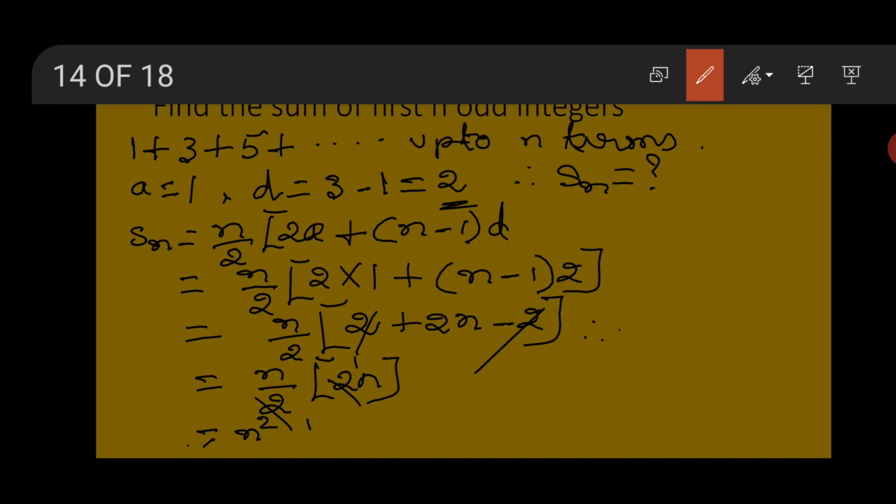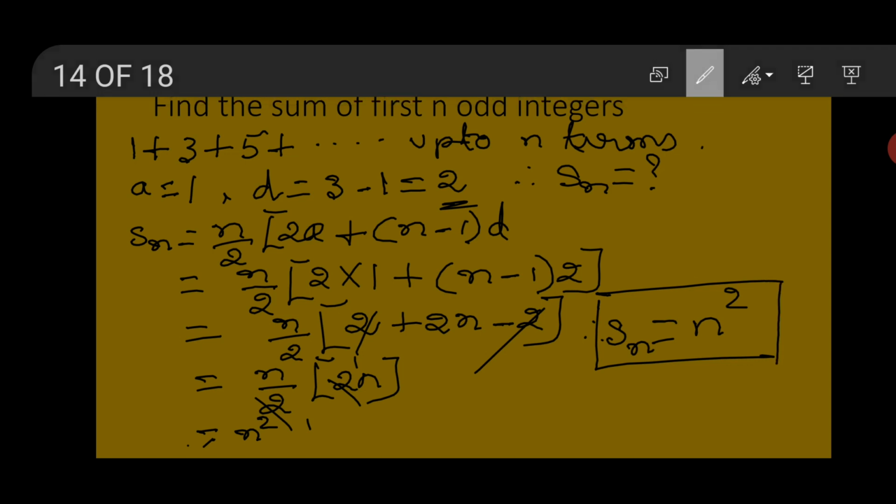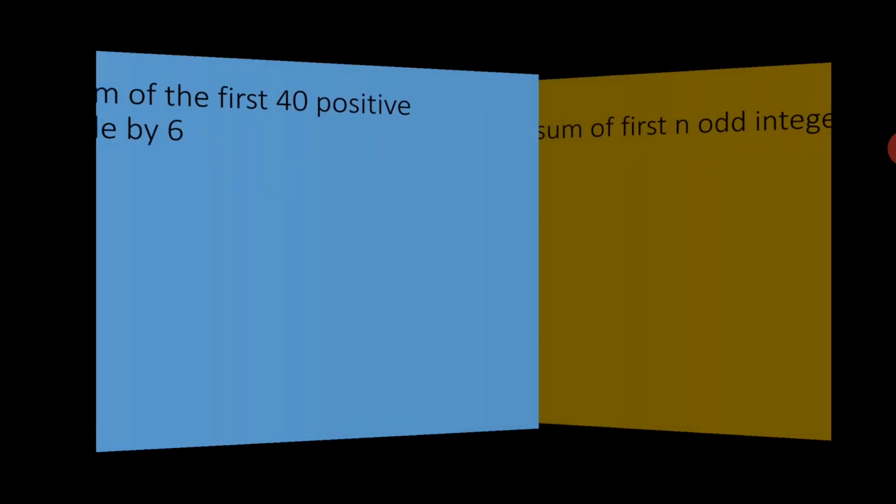So Sn, the sum of first n odd integers, is given by the formula n square. This is also very important, right? Next, move to one more problem.